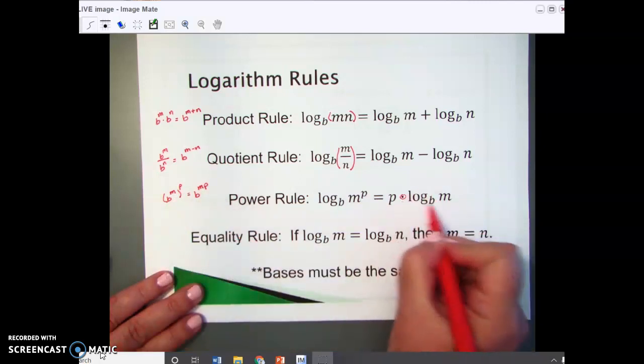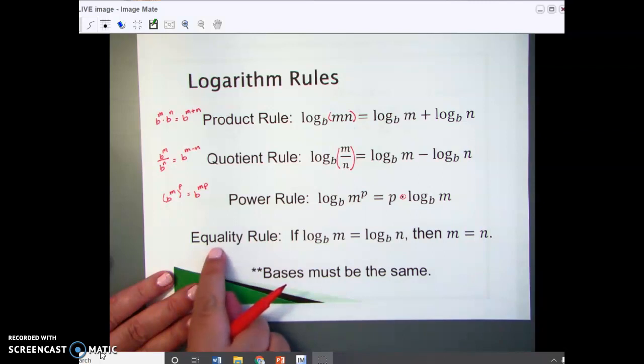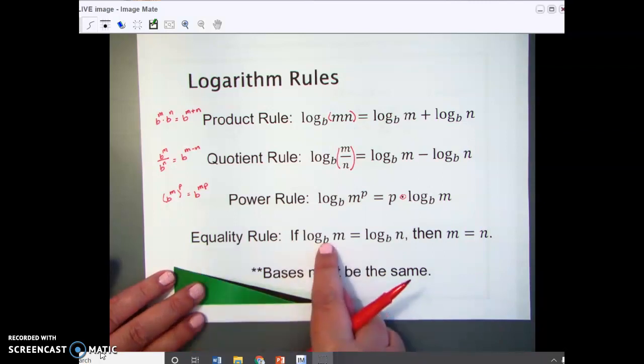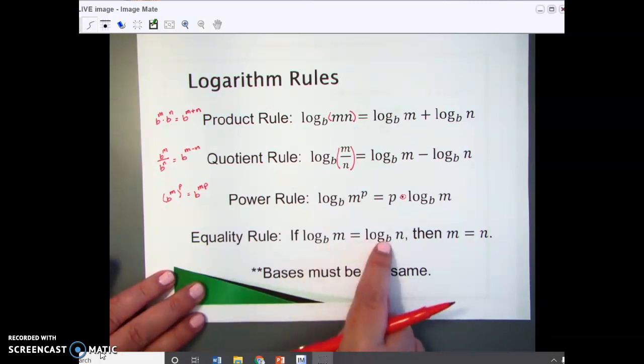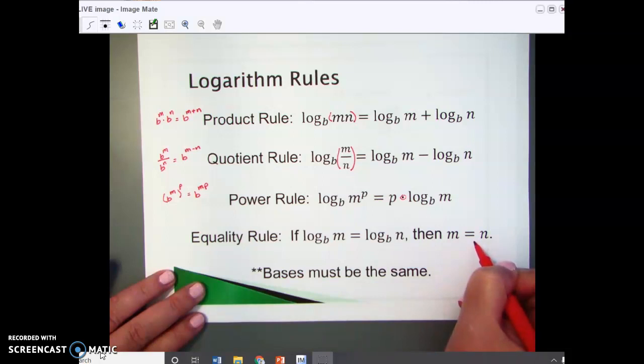And so it's p times the log base b of m. The equality rule is saying that if the bases are the same, and I'm taking the log of m and the log of n, and we get equal, then that means that m is equal to n.